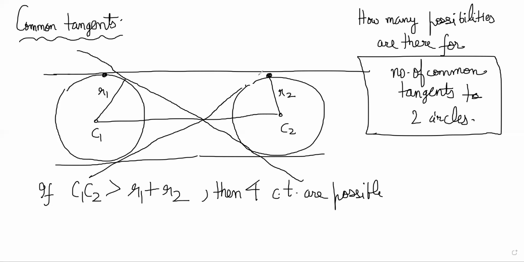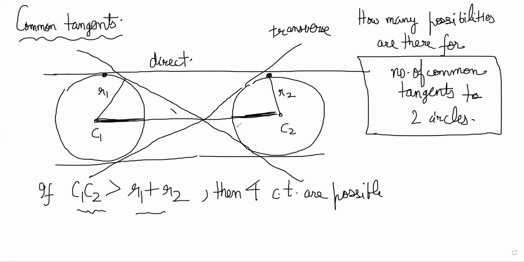So there are two tangents which can be drawn like this, and two tangents which can be drawn like this, top to top and bottom to bottom, and two of them cross. The crossing ones are called transverse tangents, and the direct ones are called direct tangents. So the condition is, if C1C2 is bigger than R1 plus R2, the circles are separated apart, and we have a possibility of four common tangents.